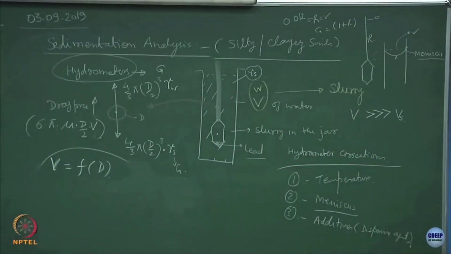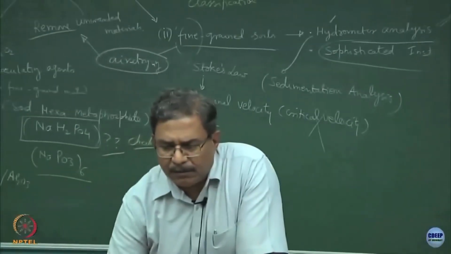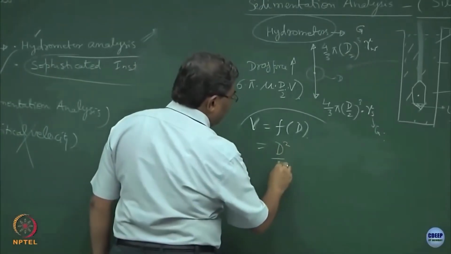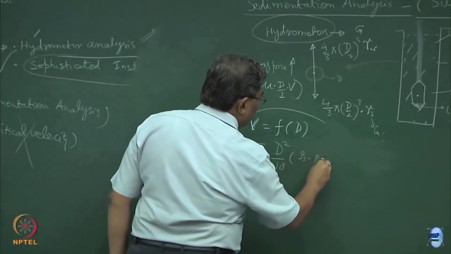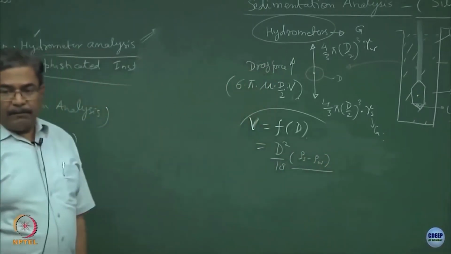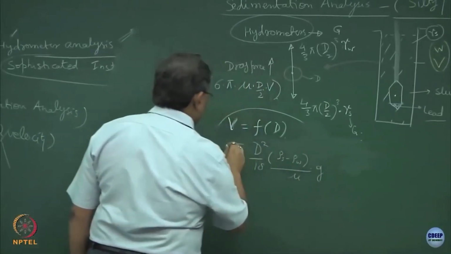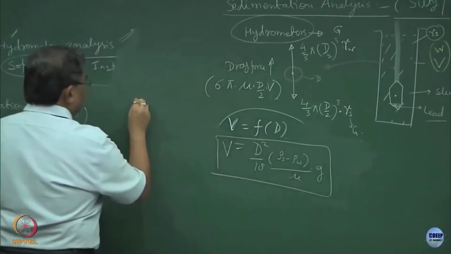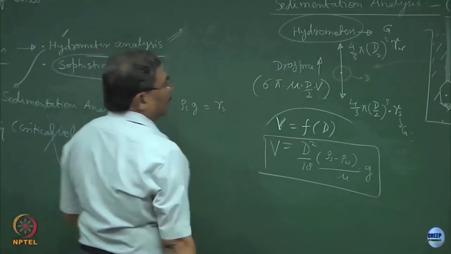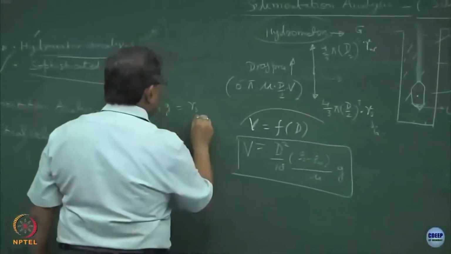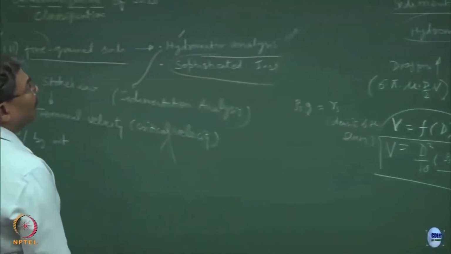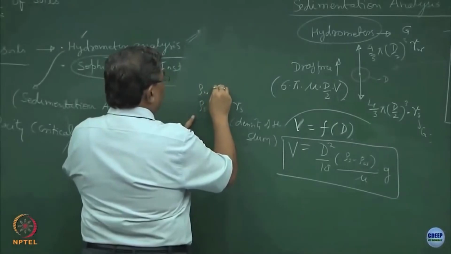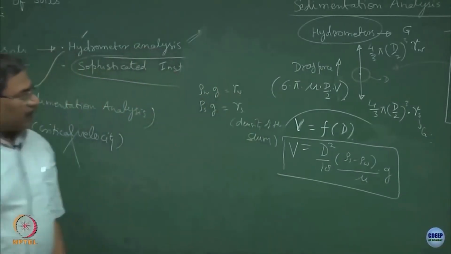Correct. So, I will give you the correct answer of what these functions are. Write down these expressions and try to prove it. Of course, there is nothing much to be proved. D square upon 18, rho s minus rho w, upon mu into g. Try to prove this. Rho s into g is gamma s, which is the density of the slurry, and rho w into g is gamma w, which is the unit weight of the water.